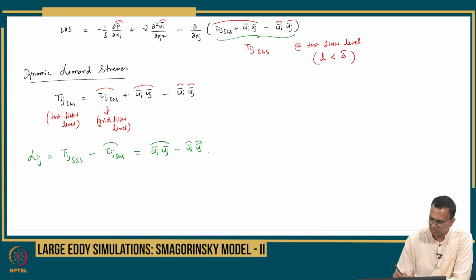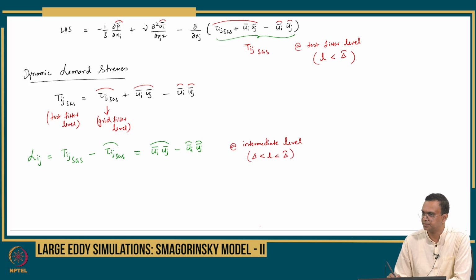So of course here, this is at the intermediate level, so that means it is for all L between delta and the test filter size. Now you may wonder, why are we doing all this test filtering, Navier-Stokes ones, grid filtering? Are we heading somewhere? Can you see this Lij equation? Do you see something useful here in the dynamic Leonard stress?